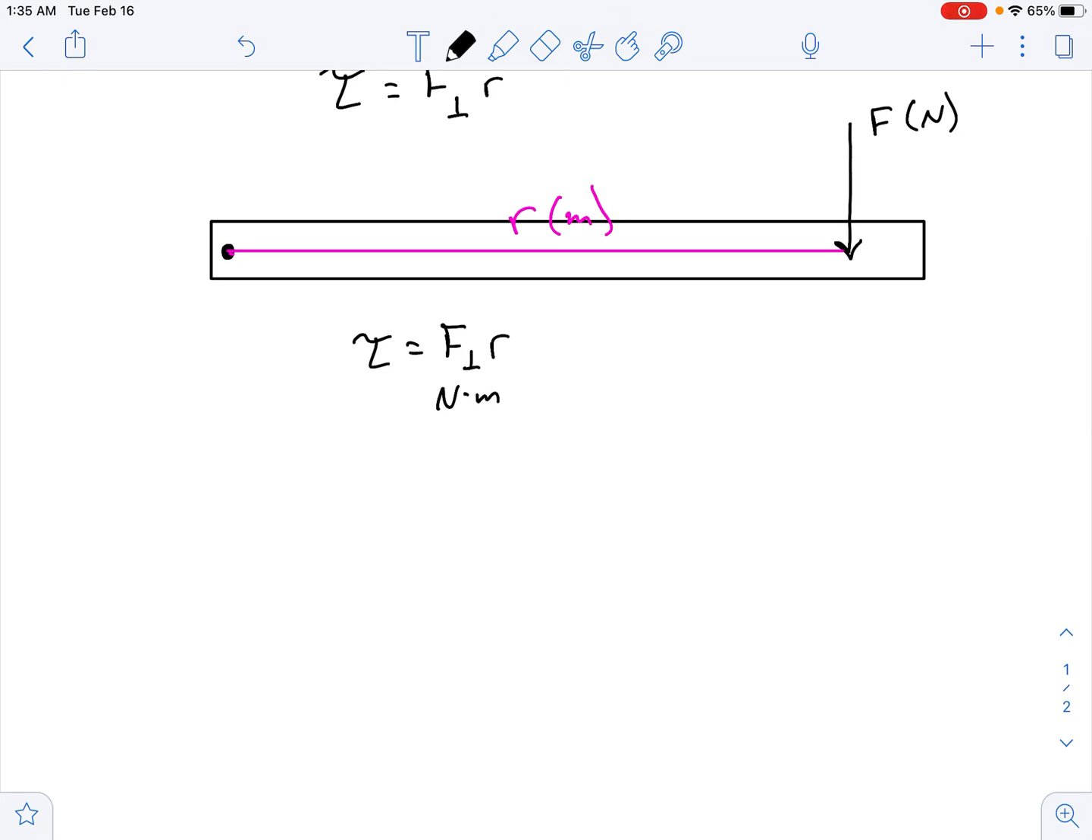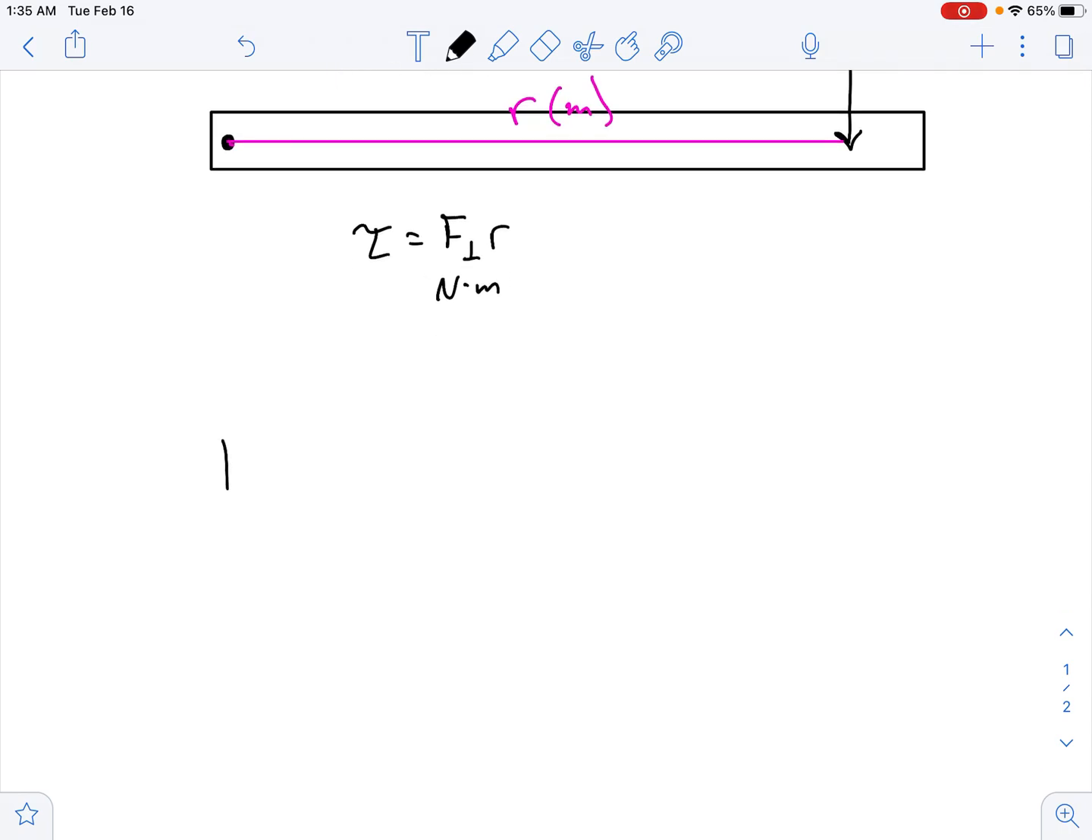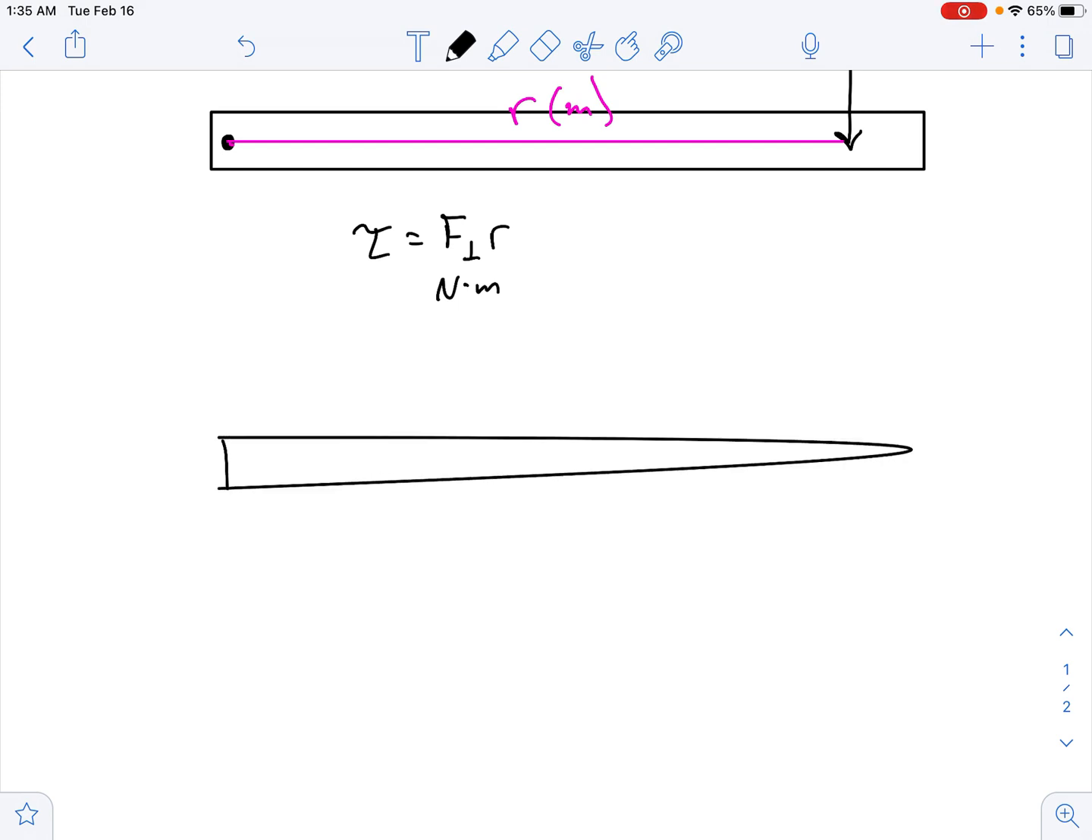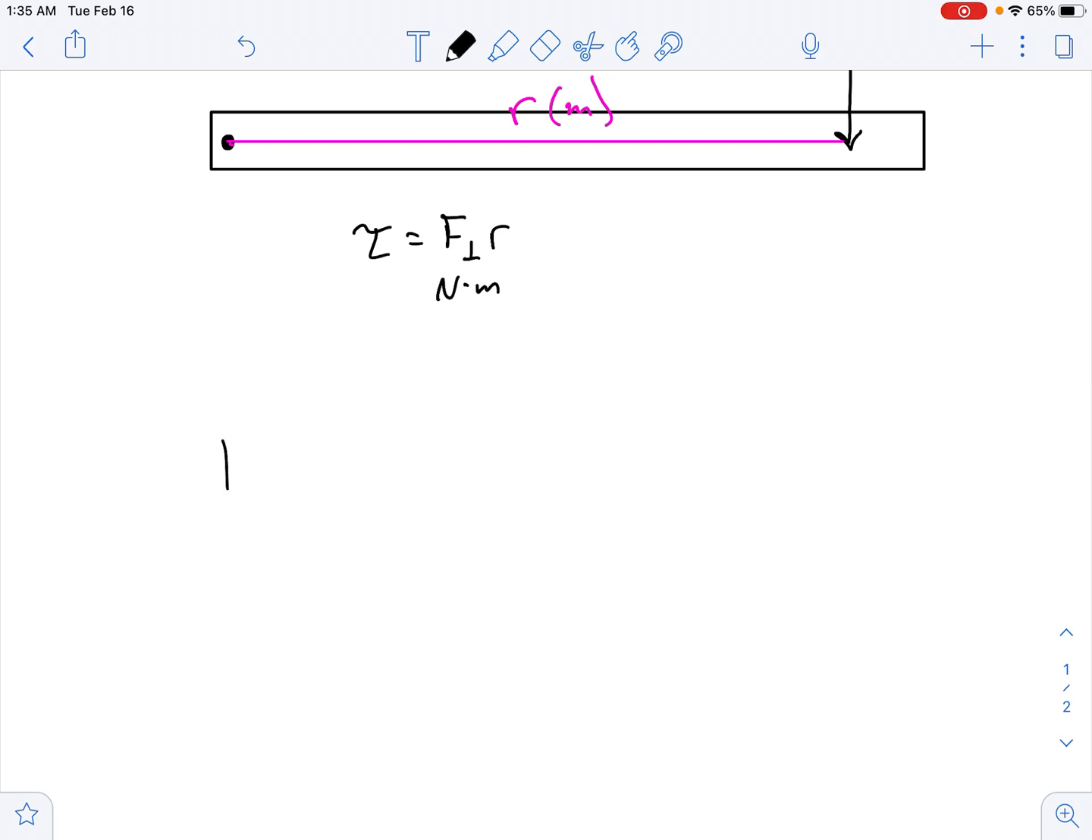Now, my pivot point does not always have to be at the end, right? I can change this around, right? We can determine, or a lot of times it'll just be given to us in the problem, where that pivot point is.